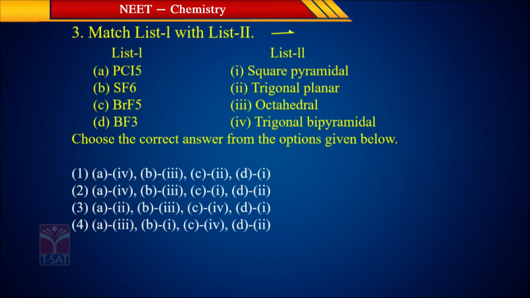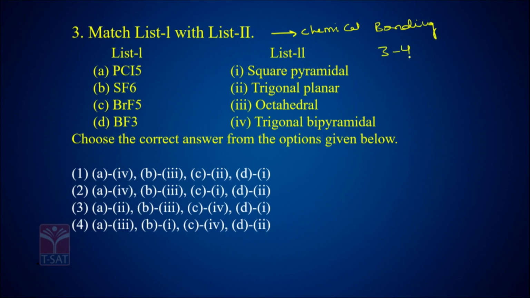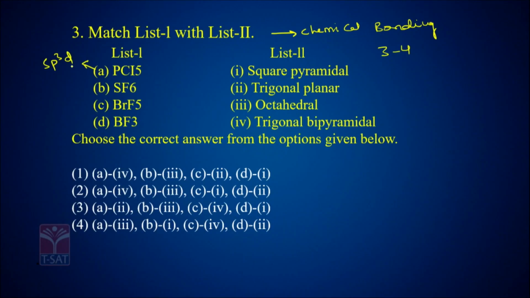This particular question is from the chemical bonding chapter. Very important chapter. You will get 3 to 4 questions this year, and sometimes the number may increase from 4 to 5, because a lot of chapters have been deleted this time. PCl5: phosphorus undergoes what hybridization? sp3d. sp3d hybridization with 0 lone pairs has what shape? Its shape is trigonal bipyramidal. PCl5 matches A4.